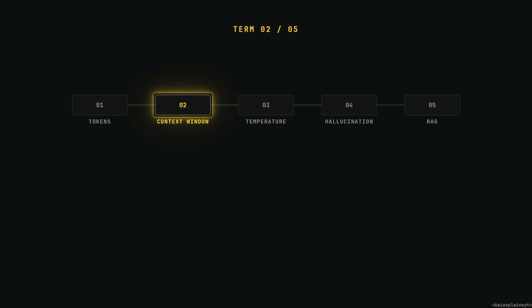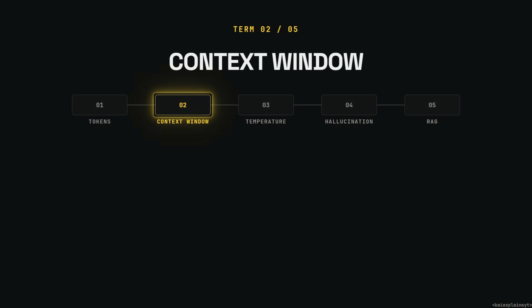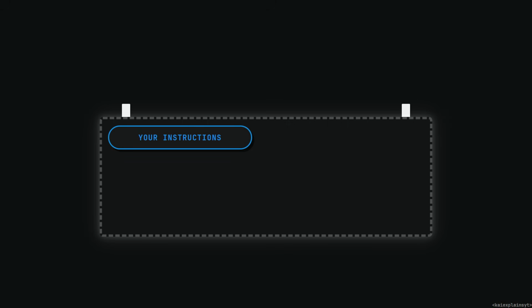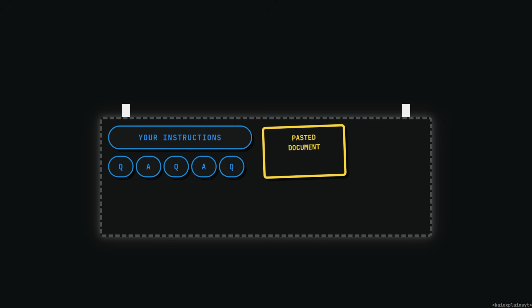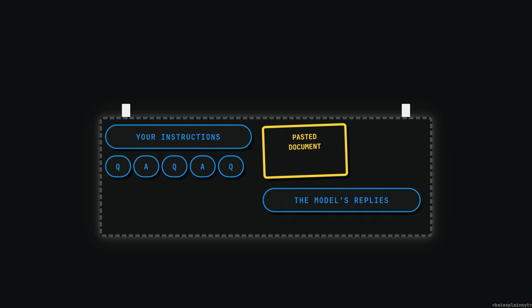Which brings us to number 2. Context window, picture a whiteboard. Not a metaphorical whiteboard, a literal whiteboard. The kind you had in school. The context window is that whiteboard. And everything in your AI conversation, your instructions, the chat history, any documents you've pasted in, the model's replies, all of that is being written on that whiteboard in real time.